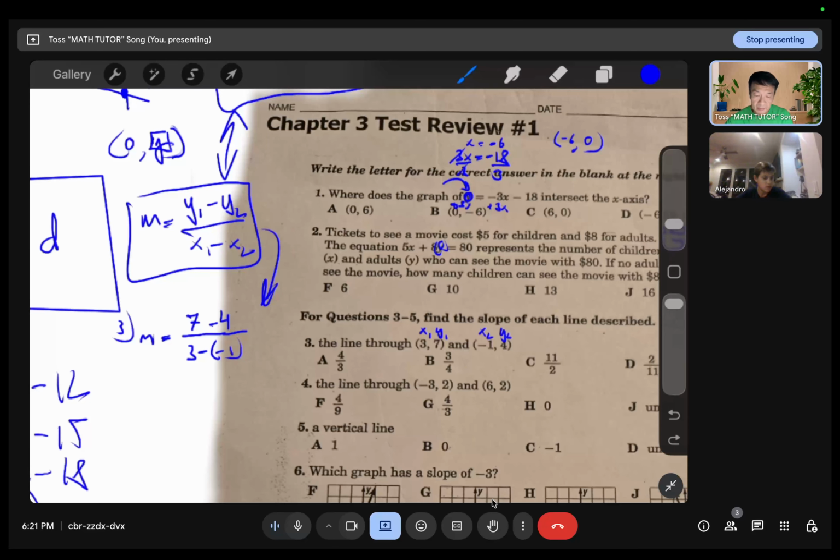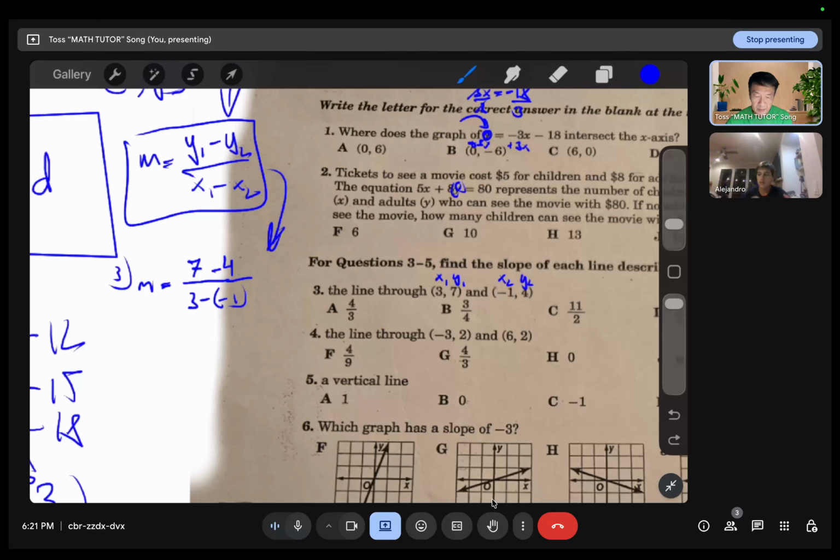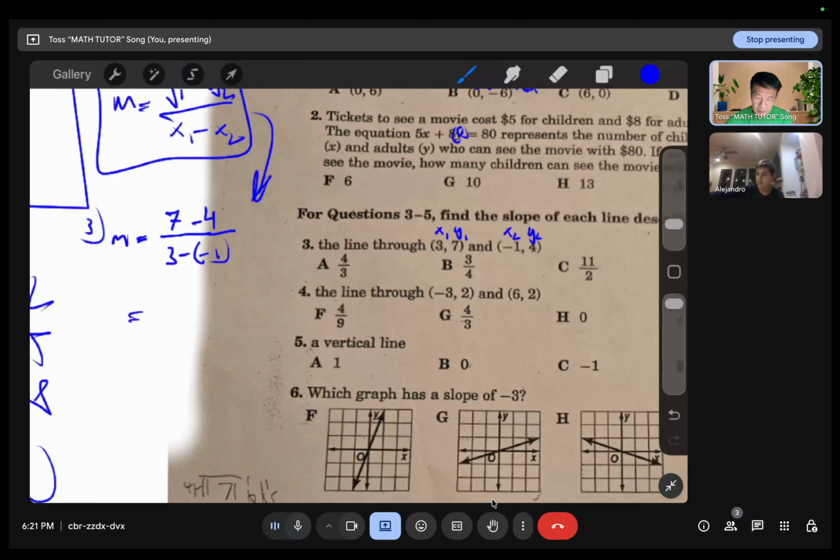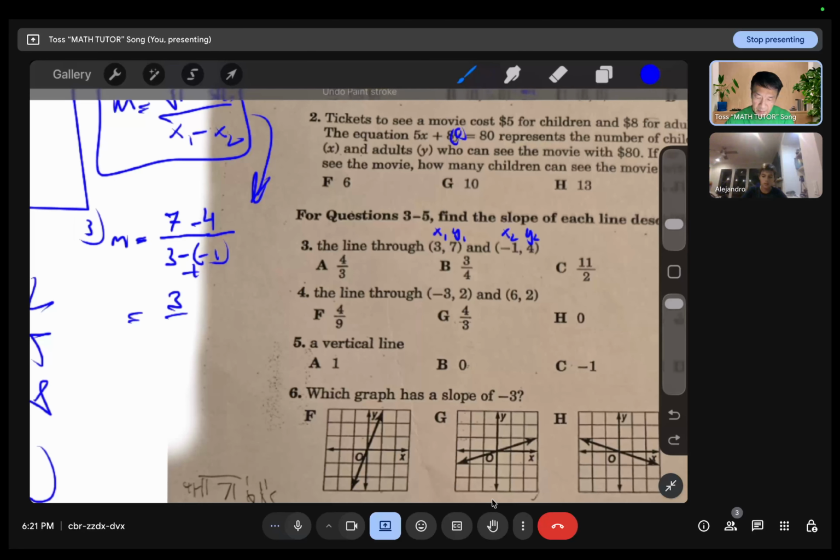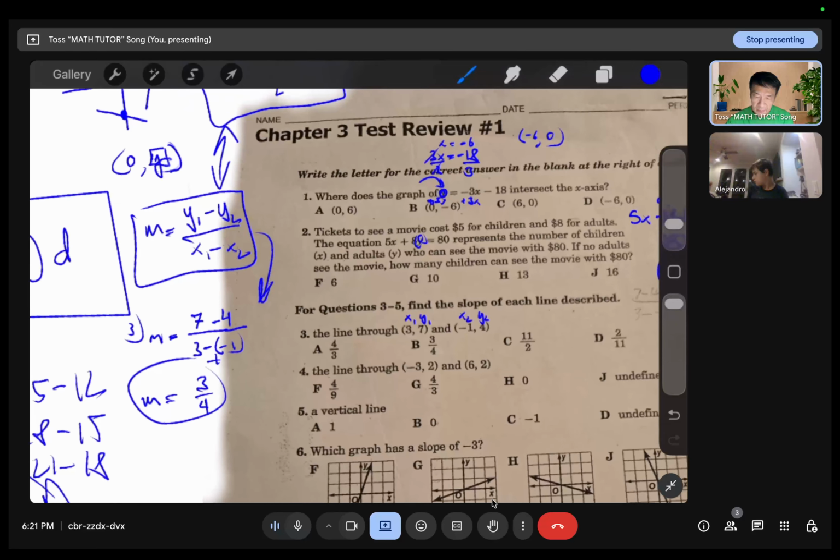You're going to come back to them again and again, and next year too. Okay, continue on. Yeah, you got this. It's going to be 3 over, it'll be plus here, right? So it'll be 3 over 4. So 3/4. Yeah.